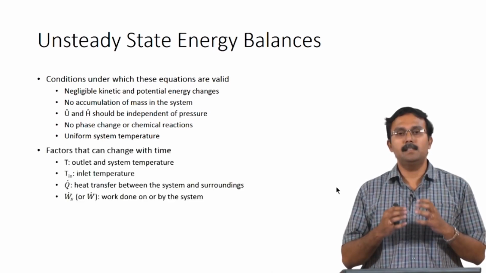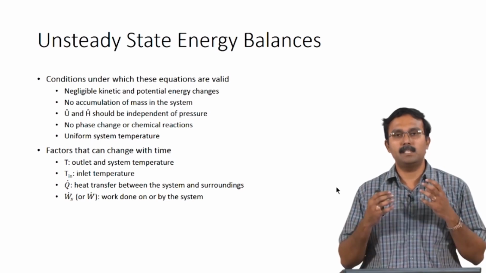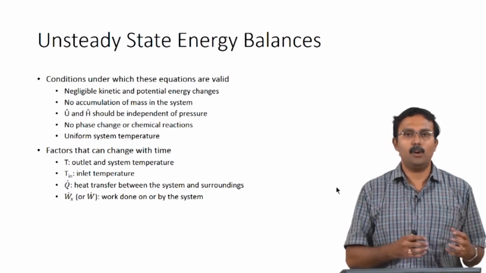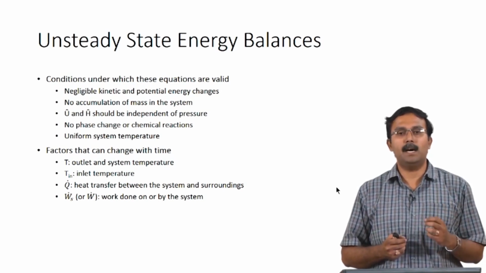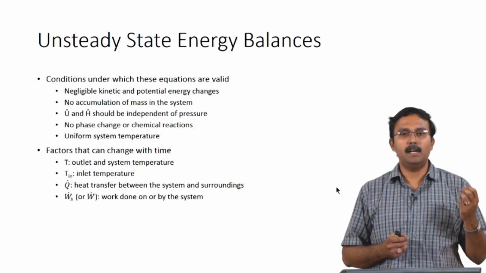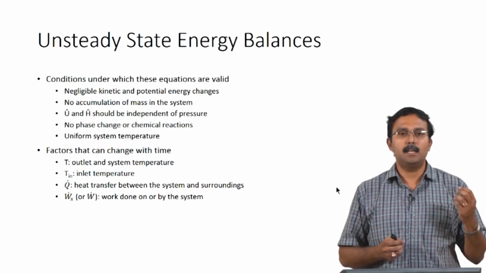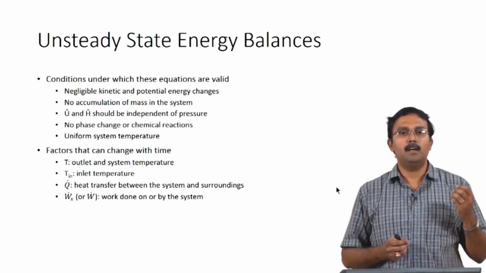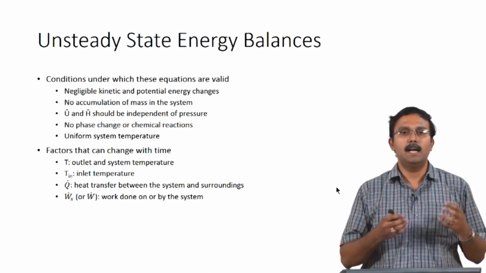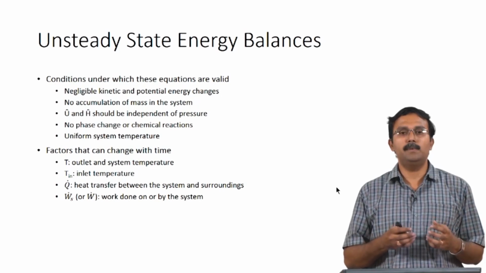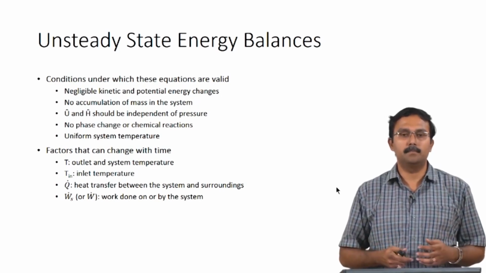So, simplifying this and putting them into terms which can change with respect to time and terms which cannot change with respect to time, we can say that the factors that can change with time are temperature, which would be the outlet and the system temperature, temperature of the inlet stream, Q dot, which is the heat transfer between the system and the surroundings, and Ws dot or W dot, which would be the work done on or by the system.